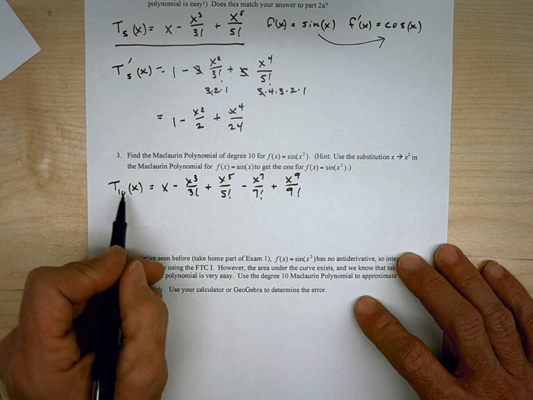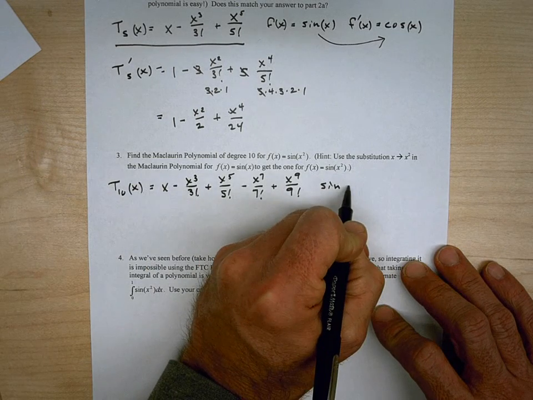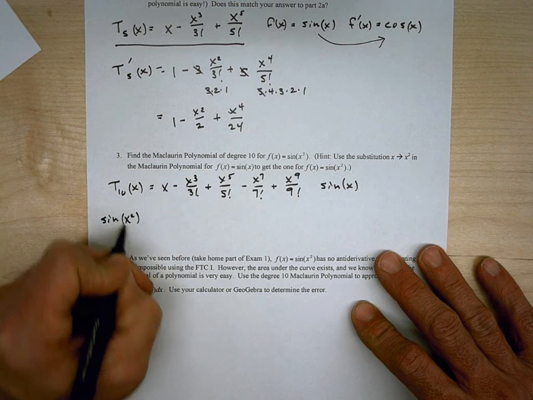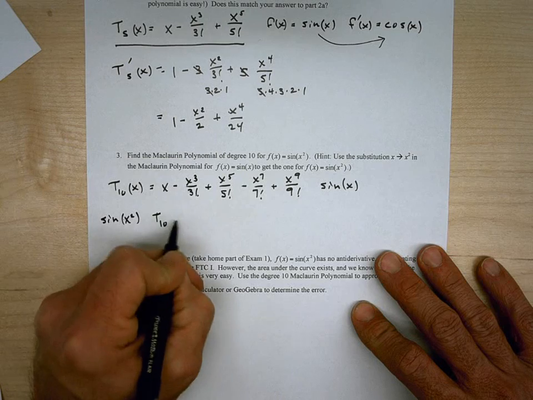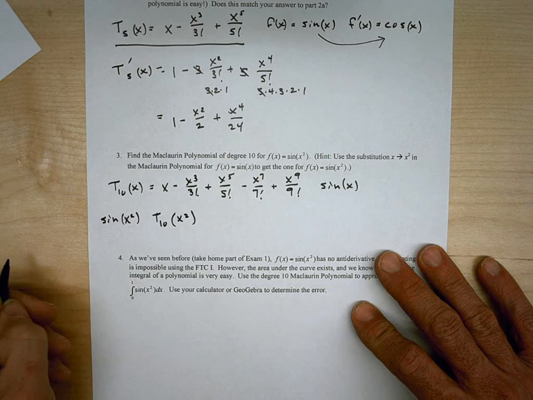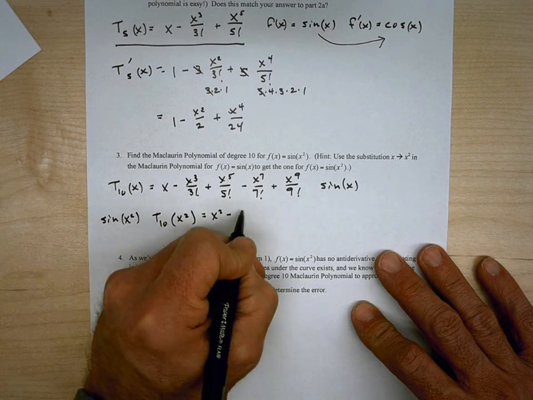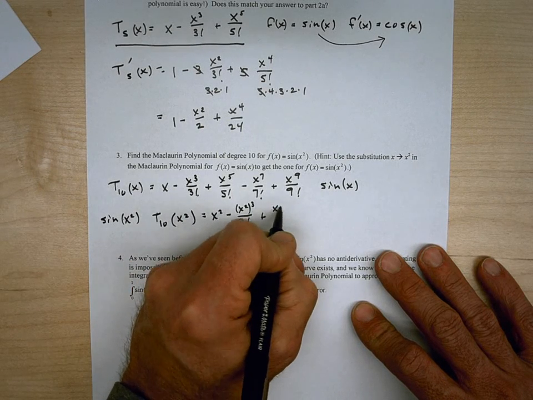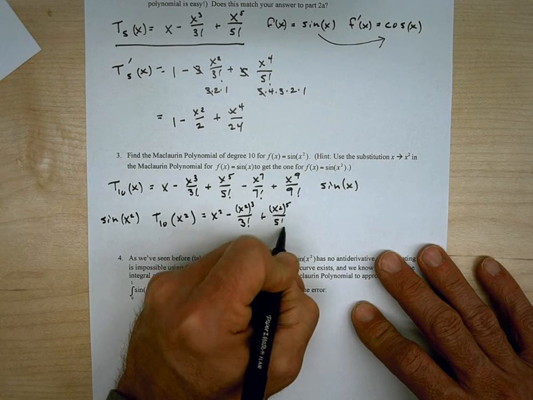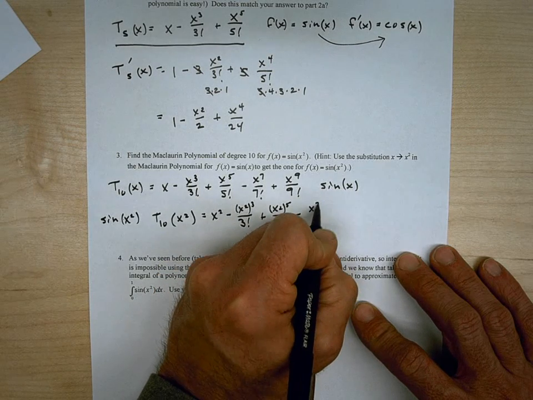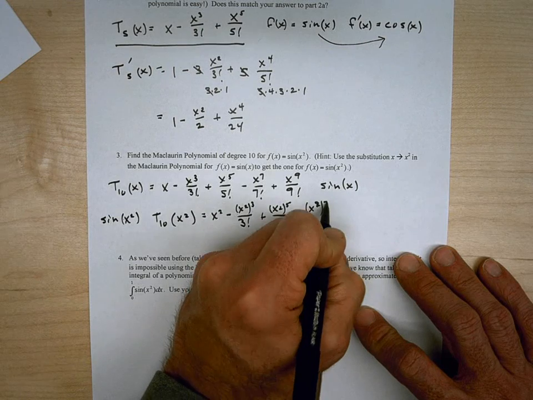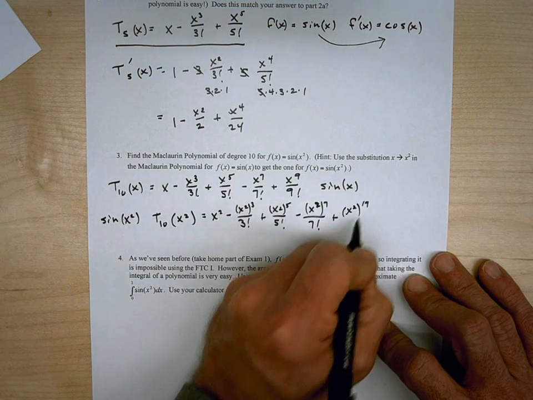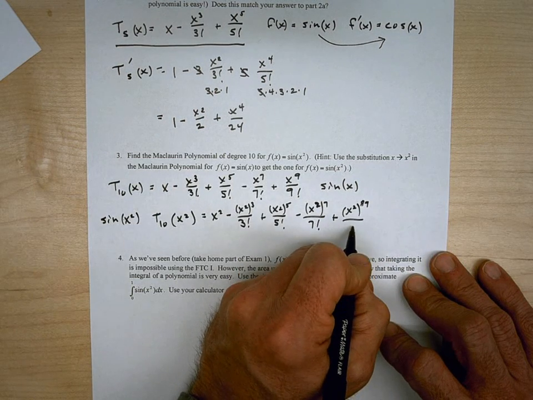Okay, well, that is for sine of x. So if I want sine of x squared, then I just take T10 and I substitute x squared everywhere there's an x. So this is going to be x squared minus x squared cubed over 3 factorial plus x squared to the 5th over 5 factorial minus x squared to the 7th over 7 factorial plus x squared to the 9th over 9 factorial.